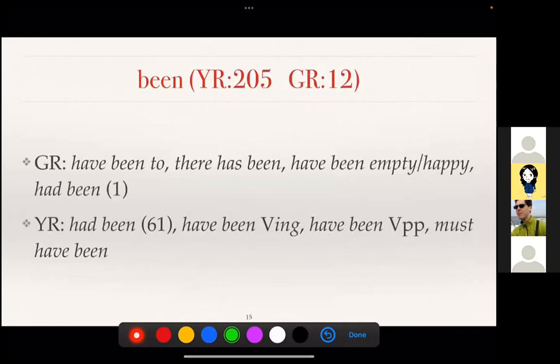So the first word is "been". In graded reader, "been" is only used as in "have been to" or "there has been", and some very minor ones. But in youth reader, in addition to these, it was used in past perfect tense or perfect progressive, a combination of perfect and progressive, or perfect and passive voice, or combined with an auxiliary verb.